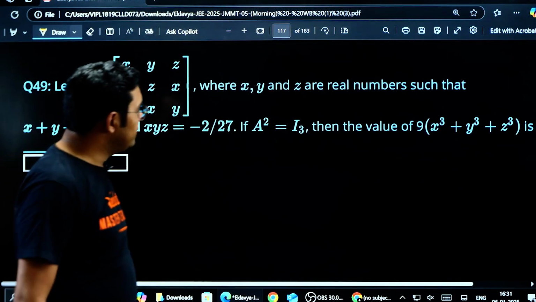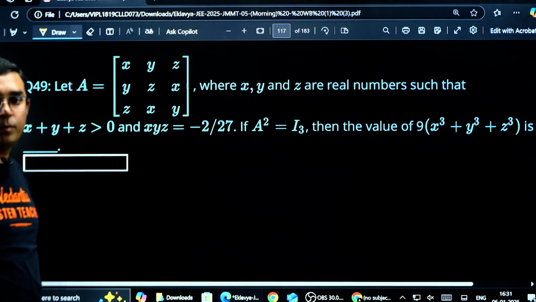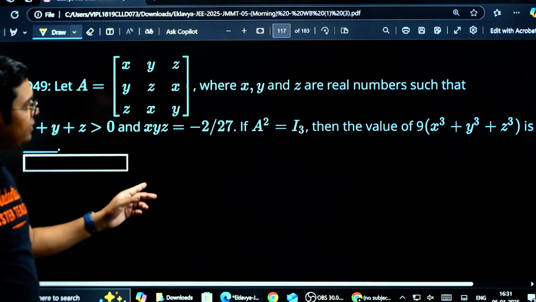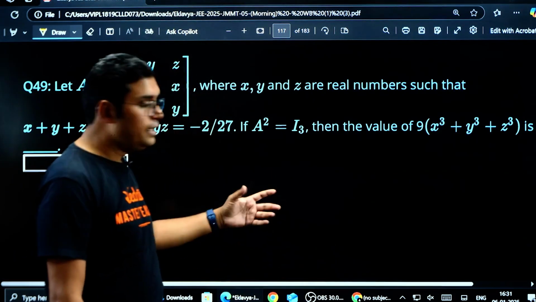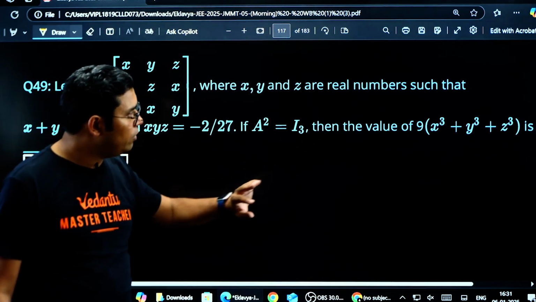That A is this, where x, y, z are real numbers such that x plus y plus z is greater than 0 and xyz is -2/27. If A square is I3, where I3 is the identity matrix of order 3, then we have to find the value of this.